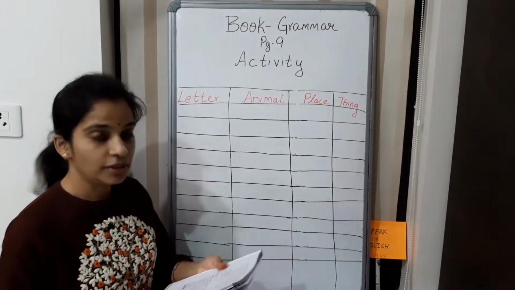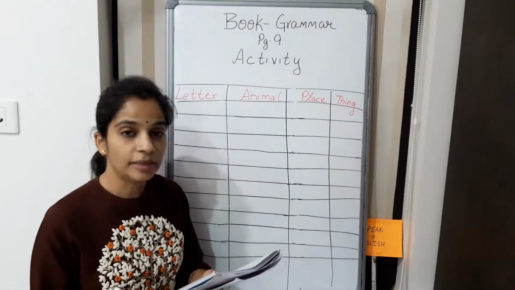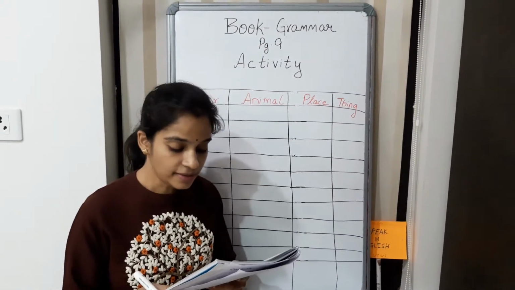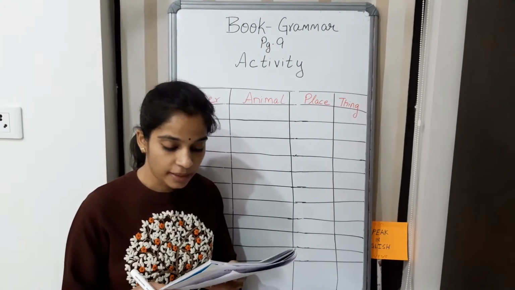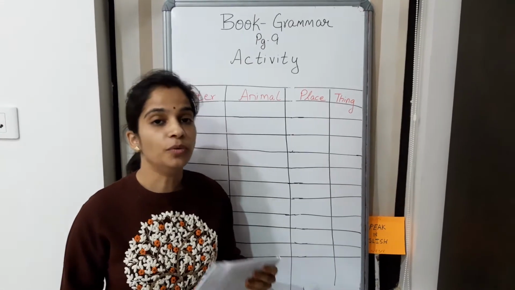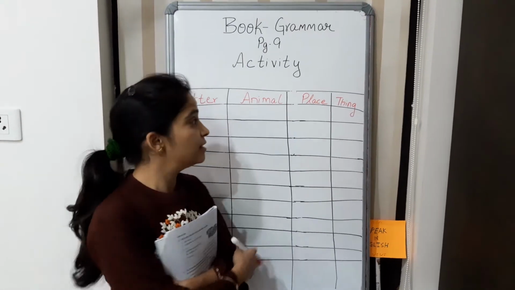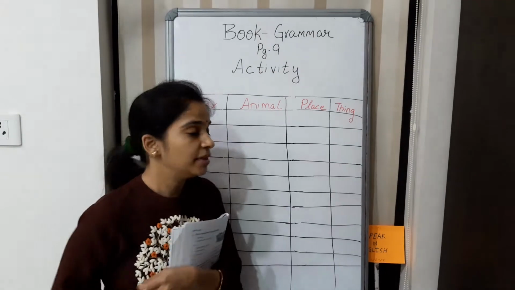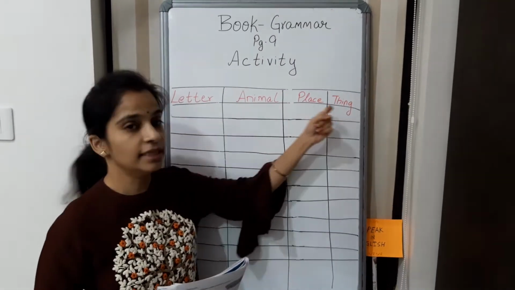Now here what they are saying: work in pair. When your partner says start, in your mind start saying the letters of the English alphabet A to I. And if you remember, you have played this game, name, place, animal, thing. But here we are just going to write animal, place and thing.